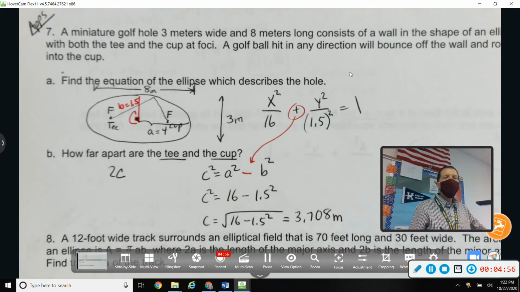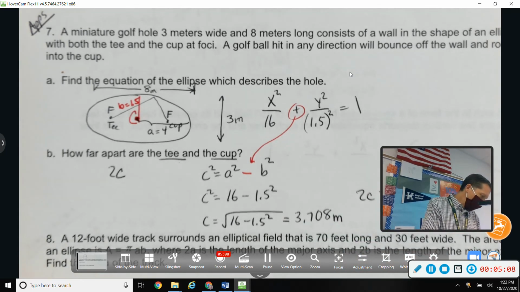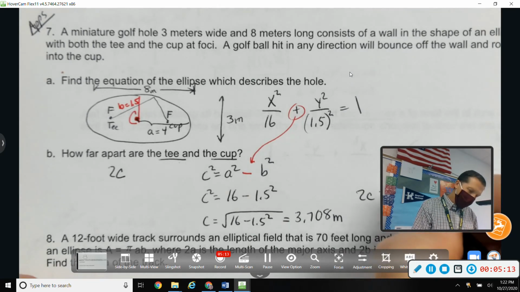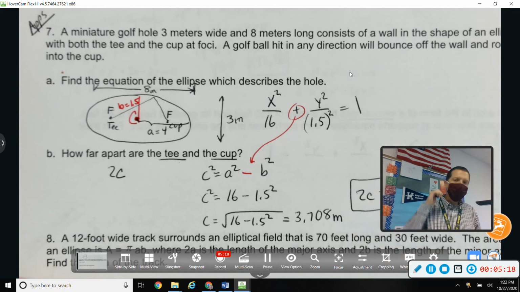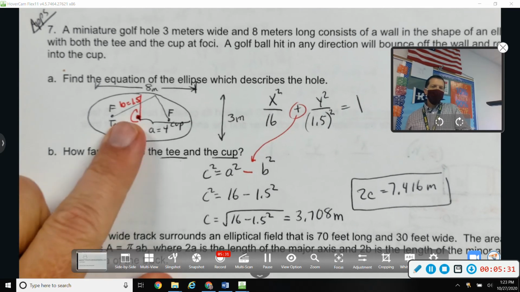meters. Be careful, that's not the answer, right? You kind of get lost in the details of the problem. I need to multiply that by 2. So that would be 7.416 is the distance between the tee and the cup. Which makes sense in terms of the picture.